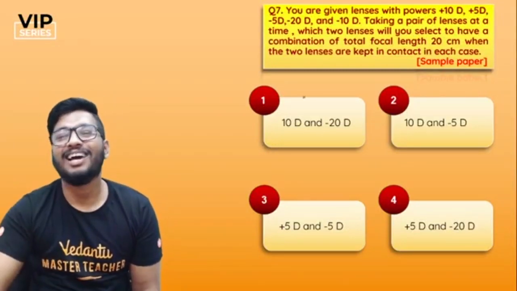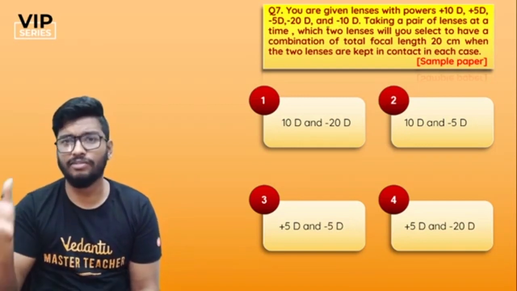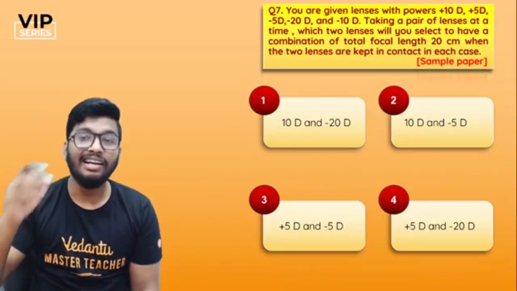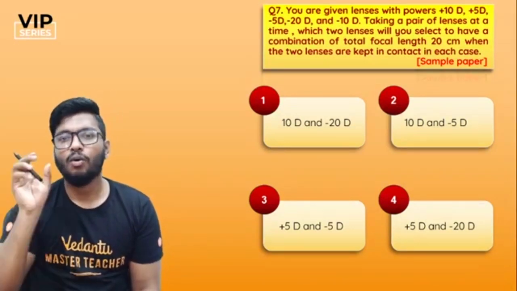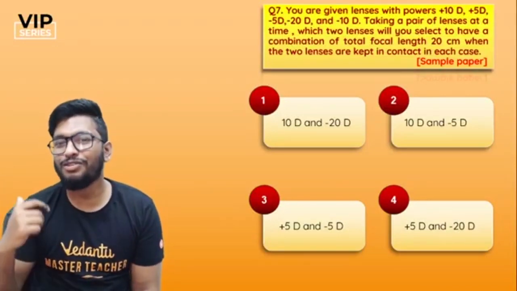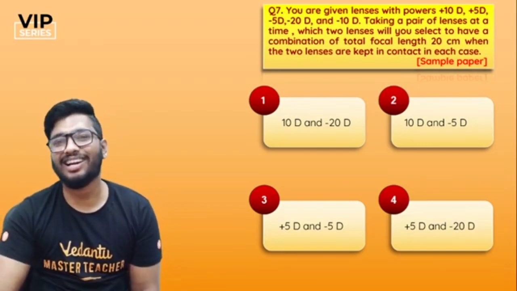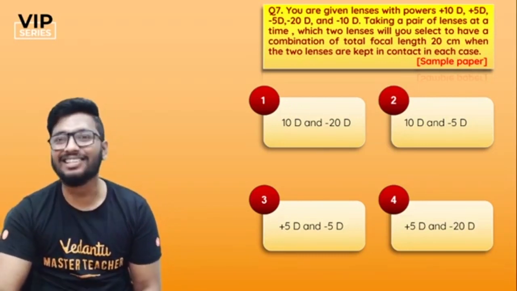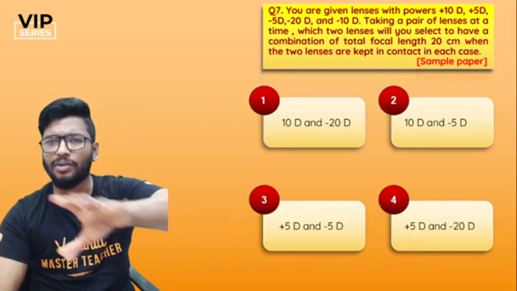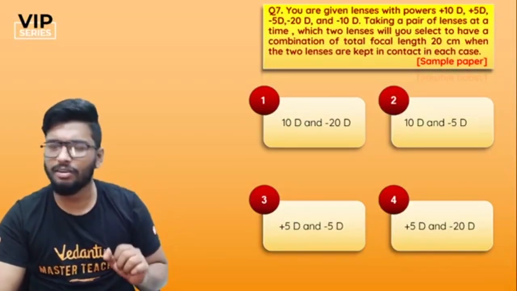All right, so here's the question. You're given lenses with power plus 10 diopter, plus 5 diopter, minus 5 diopter, minus 20 diopter, and minus 10 diopter. Taking a pair at a time, which 2 lenses will you select to have a combination of total focal length 20 centimeter when the 2 lenses are kept in contact with each other? This is an amazing question, trust me. There are 4 options: 10 diopter and minus 20 diopter, 10 diopter and minus 5 diopter, plus 5 and minus 5 diopter, or 5 diopter and minus 20 diopter.